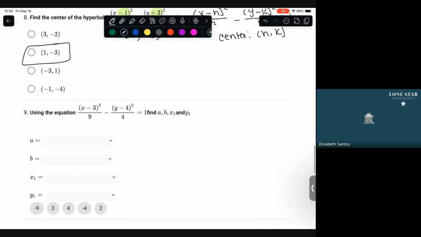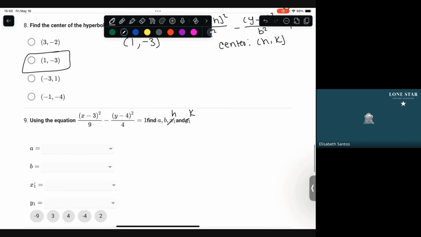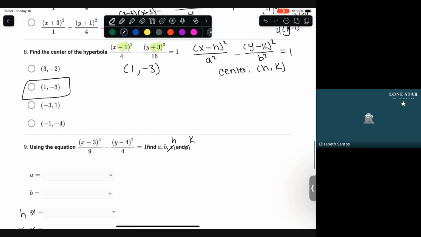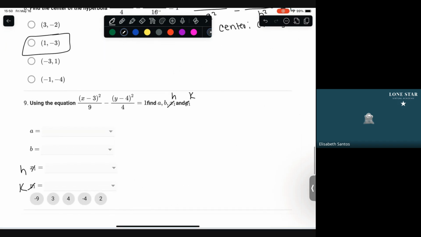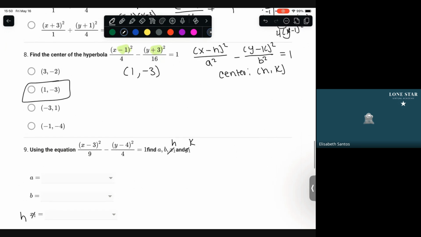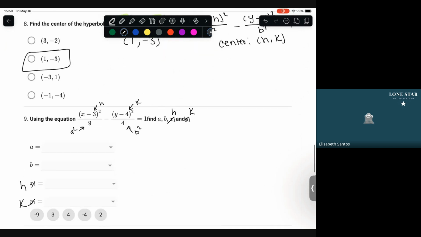Okay, so using the equation, we want to find a, b, and then we can say this is h and this is k. Okay, so this is h, this is k. Okay, so what do we have? Okay, so we have another hyperbola. And again, if we look at our general, a squared is this one. This is a squared, and this is b squared. And we know this is h, and this is k. So let's get down to business.